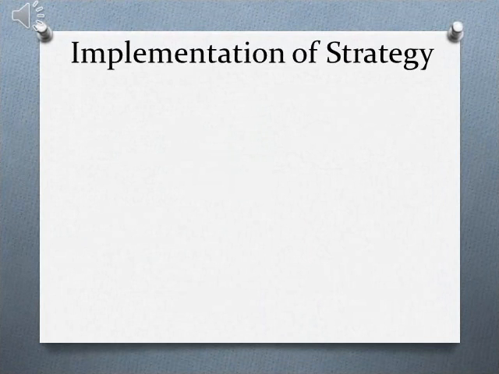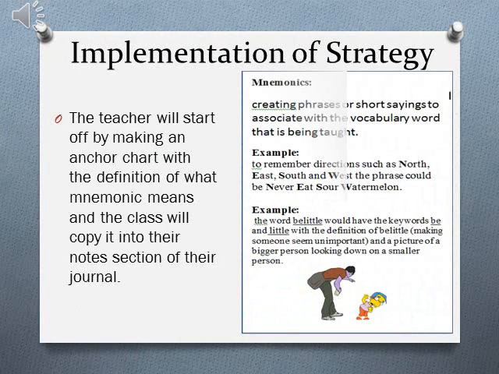To start the implementation of the strategy, the teacher will start off by making an anchor chart with a definition of what mnemonic means, and the class will copy it into their notes section of their journal. So if you look at the illustration on the right, we have the word mnemonics followed by the definition, creating phrases or short sayings to associate with the vocabulary word that is being taught. And then we have the examples presented earlier.